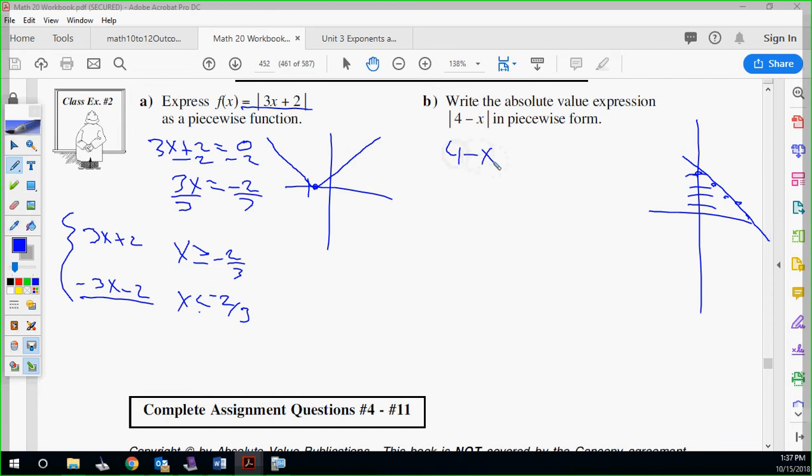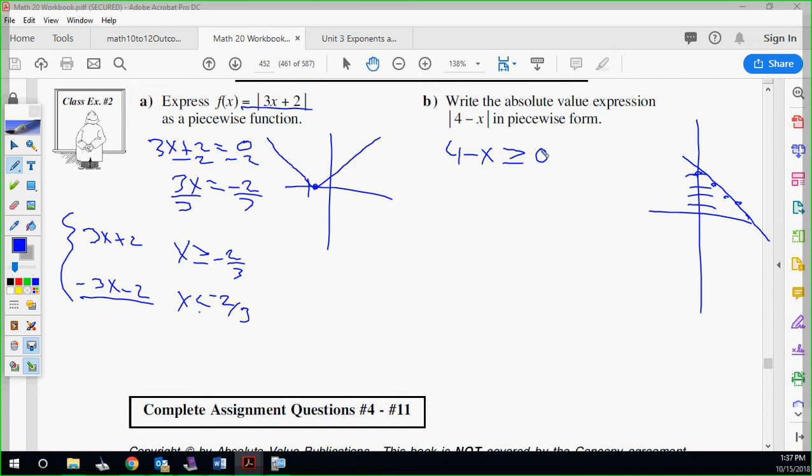We want 4 minus x. It's an absolute value, right? We could have done this one. I probably should have done it for the first one. We always want the absolute value to kick out a what? A positive. How would I write that as an inequality? Greater than or equal to 0, right? I always want 4 minus x to be greater than or equal to 0.